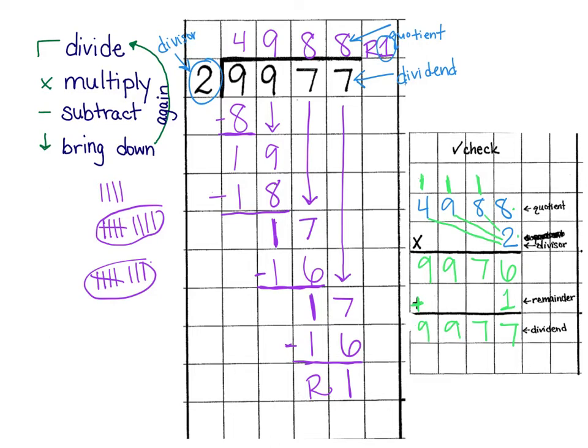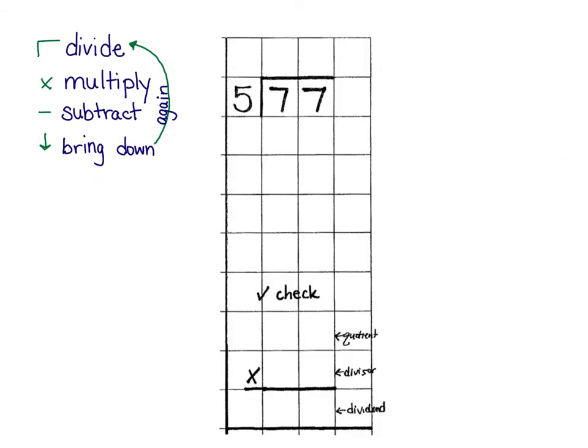9,977. And that's the answer that we started with right here. So our answer is correct. All right, now for some shorter division problems. Just 2-digit. Let's start with divide. Multiply, subtract, and bring down. Again, divide. Multiply, subtract, and bring down.